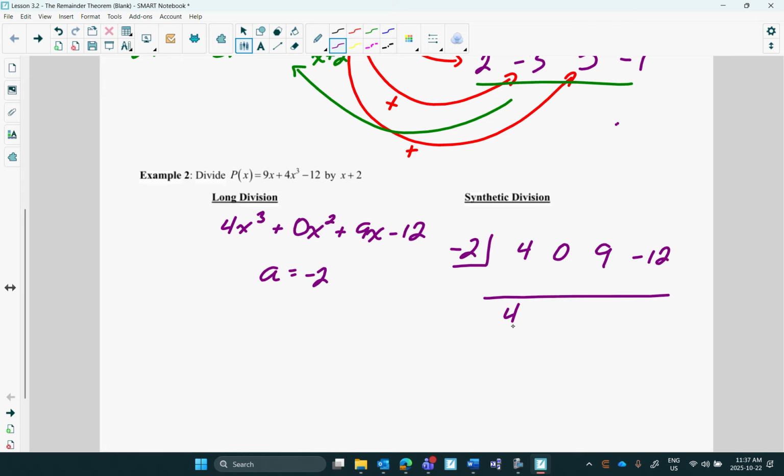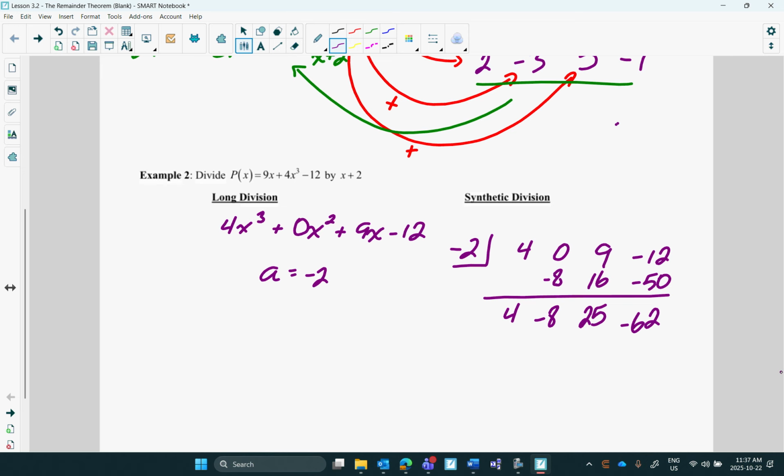It goes here. -8. Because we multiply those two and now add. -8. Multiply and add. Multiply and add. Right. There are the coefficients of your answer along with the remainder.